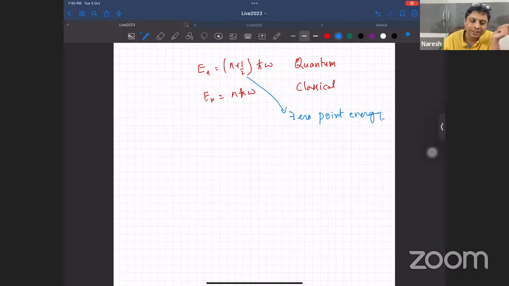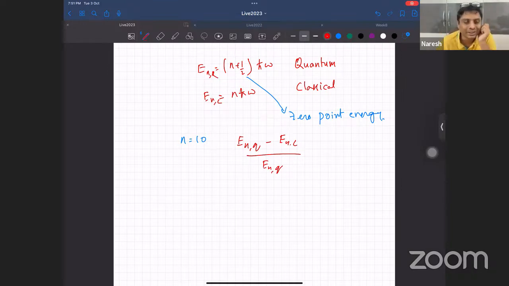Now, if your n is large, let's say n equal to 10, the classical and quantum pictures are relatively close. How much is the error? Let's call this Q and this C, classical. The error is E_n of quantum minus E_n of classical divided by E_n of quantum. This is a very small fraction, even with 10 photons. The zero point energy is very small compared to the total energy in the system, so it is mostly classical after that. With 1-2 photons, I would say it is quantum. But the moment you go to 10 photons, 100 photons, the classical description would work.